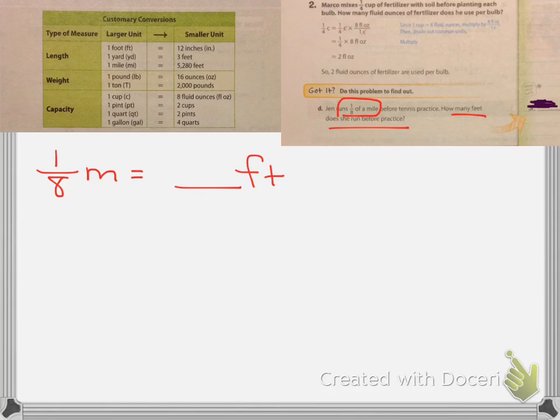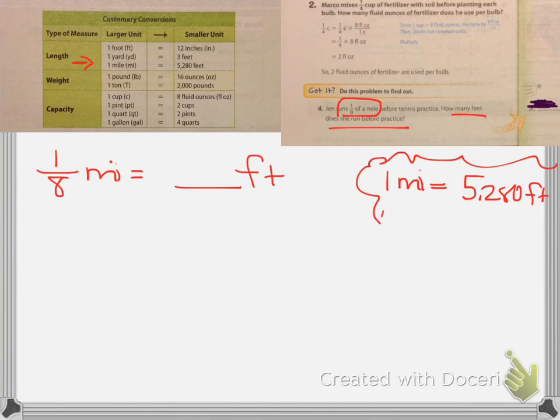Then we want to look and see what the conversion for miles to feet is. So look on our little table here, and we find out that 1 mile equals, oops, and it's MI. Sorry about that. M is just meter. All right, so 1 mile equals 5,280 feet. Okay, so we're going to put that off to the side. So now we know we have our 1/8 of a mile that she runs.